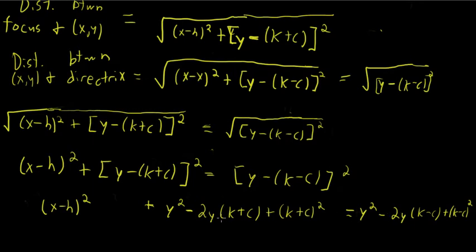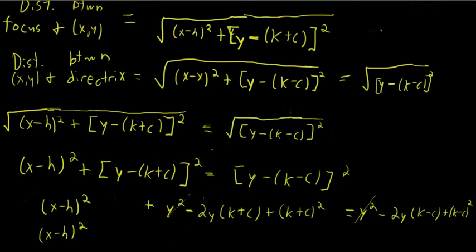You'll see that there's a little bit more work to do because here we have a negative 2y times k plus c, and here we have a binomial squared. Similarly, here we have a negative 2y times k minus c, and here we have another binomial squared. So I'm going to have to go ahead and expand those as well.